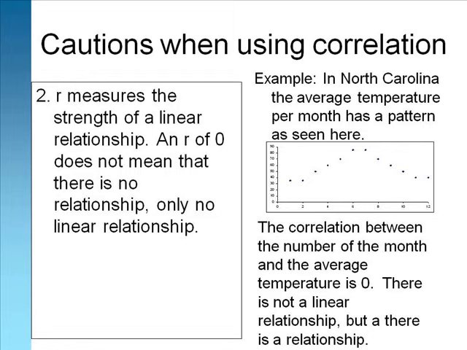R measures the strength of a linear relationship, and R of 0 does not mean that there is no relationship, only no linear relationship. For example, in North Carolina, the average temperature per month has a pattern as seen here. The correlation between the number of the month and the average temperature is 0. There is not a linear relationship, but there is a relationship.